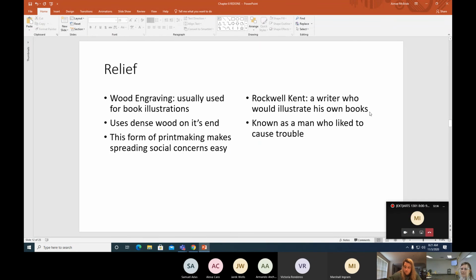Wood engraving is really popular to use for book illustrations. You would use a denser piece of wood for this one because you have to use a lot more pressure to get your image onto the paper, so you'd want a denser piece of wood so it doesn't wear out. If you used a soft piece of wood, that image would wear out fairly quickly.